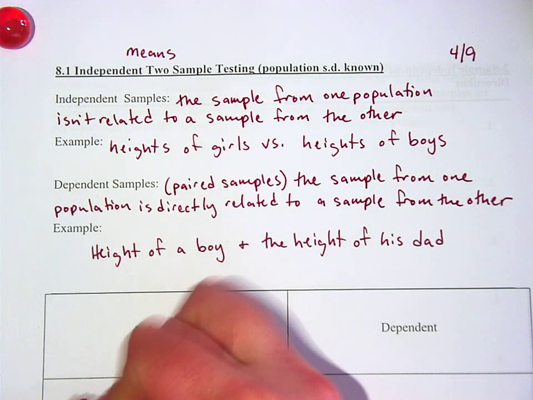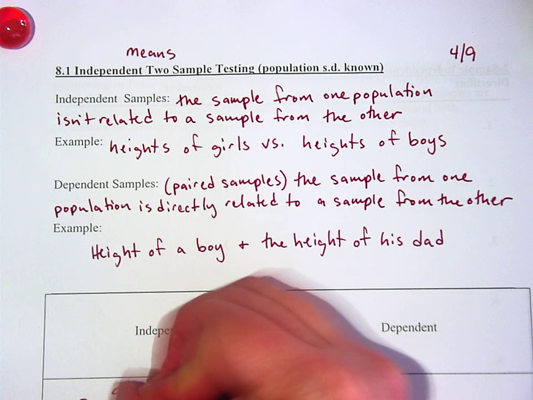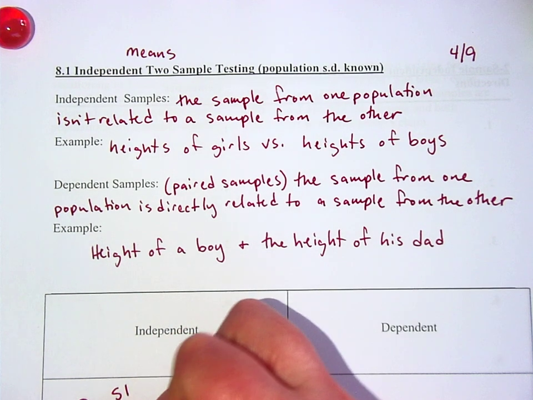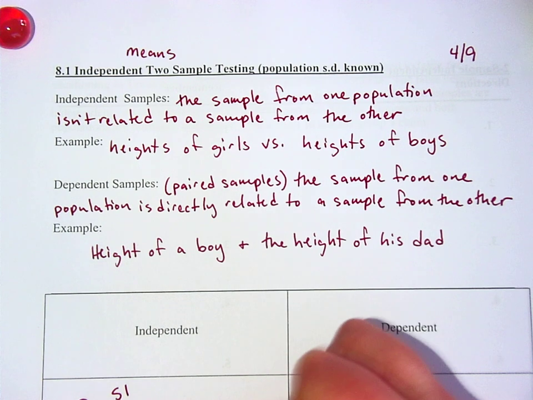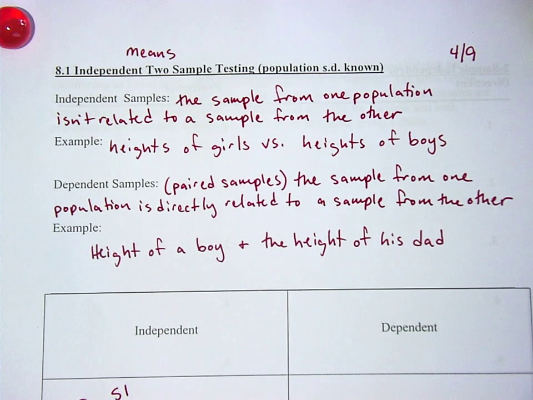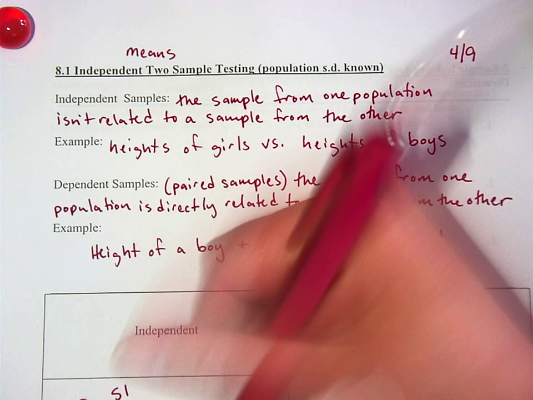So independent looks like this. You basically have two samples. Here's sample 1, here's sample 2. Maybe this one has a few data points in it, and this one has a few data points. They don't have to be the same number of data points when they're independent. You could have this sample has 5 in it, this sample has 8 in it, doesn't matter.